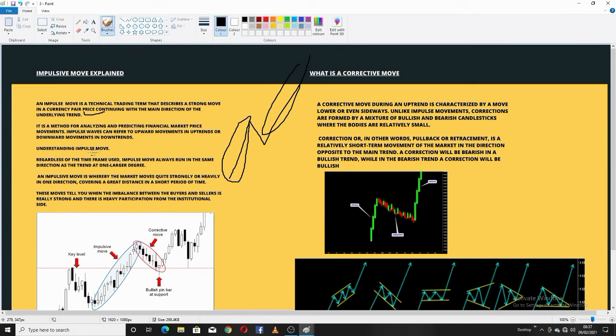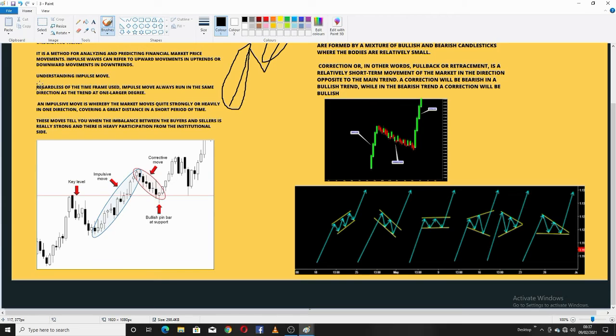Understanding impulsive moves. Regardless of the time frame used, impulsive moves always run in the same direction as the trend at the larger degree. So even if you're on a 5 minute chart, an impulsive move will be the same on the 1 hour. It follows the trend. It follows the direction of the trend.